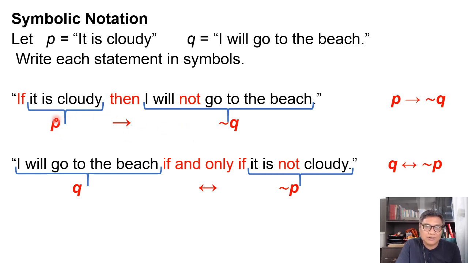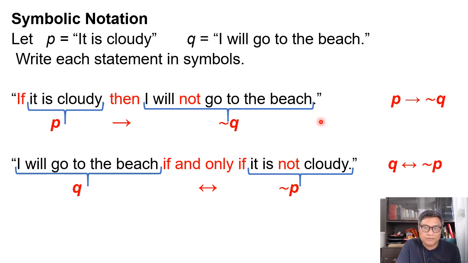For another example, there is the phrase "if then." I know that this is your conditional, so the arrow to the right is the appropriate symbol. "It is cloudy" is your P. "I will not go to the beach" is a negation of your Q, so we have not Q. Therefore, this can be symbolized as: if P, then not Q.